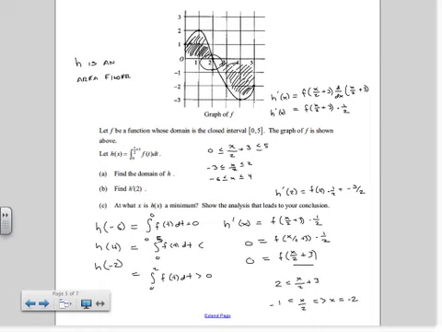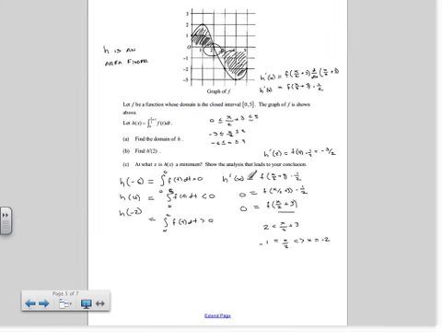Okay, so show the analysis that leads to your conclusion. This analysis should be sufficient because I have shown you values for the endpoints and the only critical point in this interval, -6 to 4.